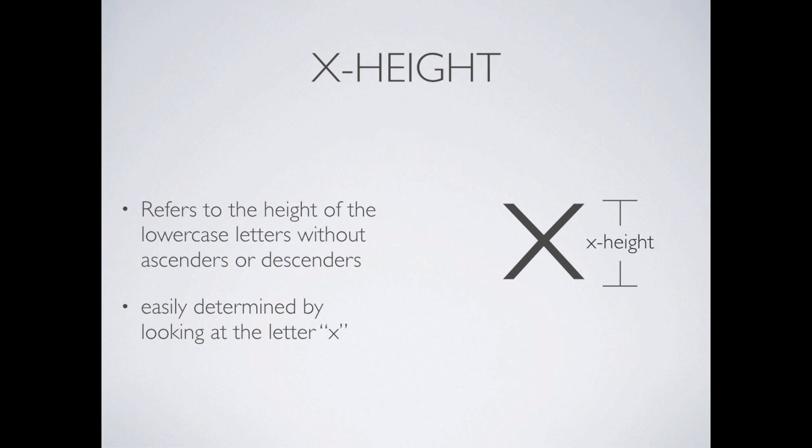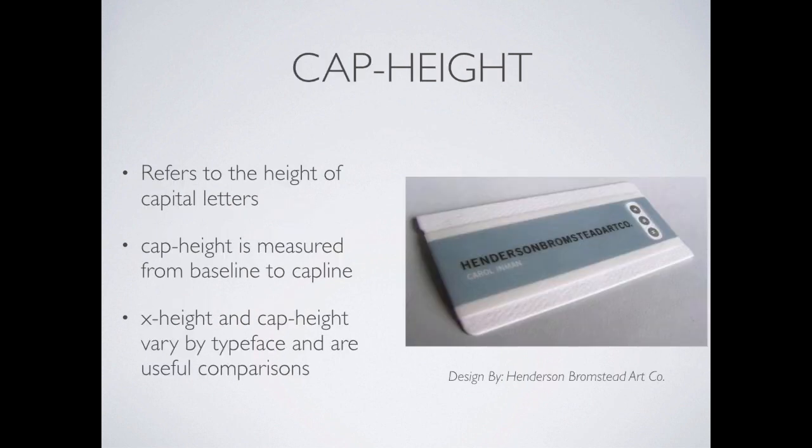X height refers to the height of the lowercase letters without an ascender or a descender, essentially the height of an X. X is the easiest way to measure. There's nothing that goes above or below. And that gives us something called the X height of a particular font. Then we get a cap height, which is the height from that baseline all the way up to the top of a capital letter. And that ratio varies based on font. So the X height and the cap height, depending on what font you choose, can be different.